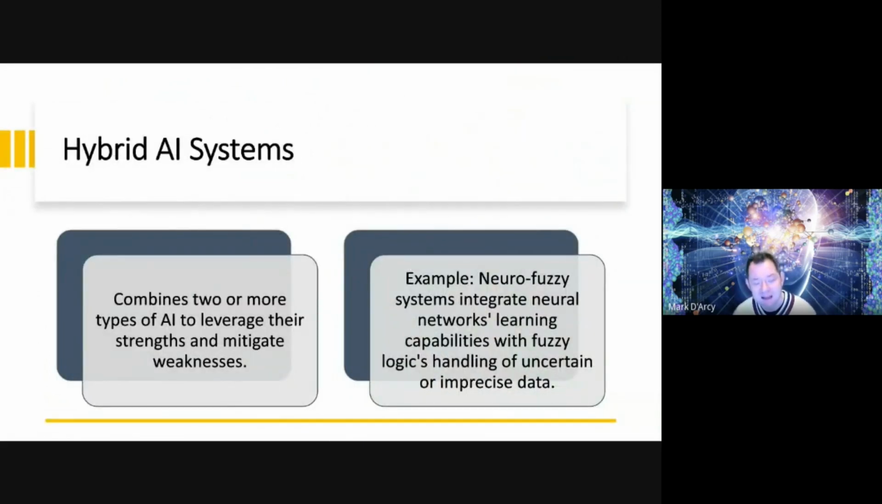Which brings me to hybrid AI systems, the best of more than one world. This combines two or more types of AI to leverage their strengths and mitigate their weaknesses. Example, neuro-fuzzy systems integrate neural networks' learning capabilities with fuzzy logic's handling of uncertain or imprecise data to get the best of both worlds.